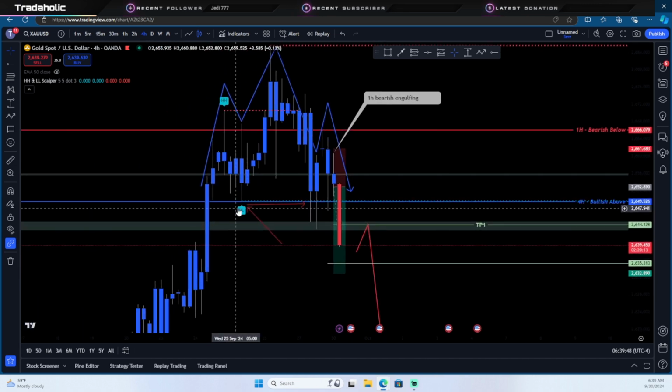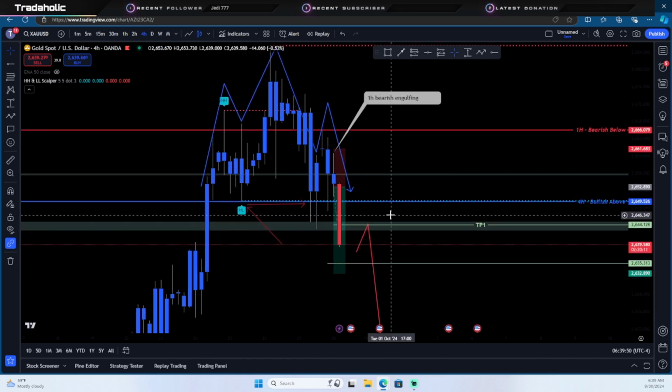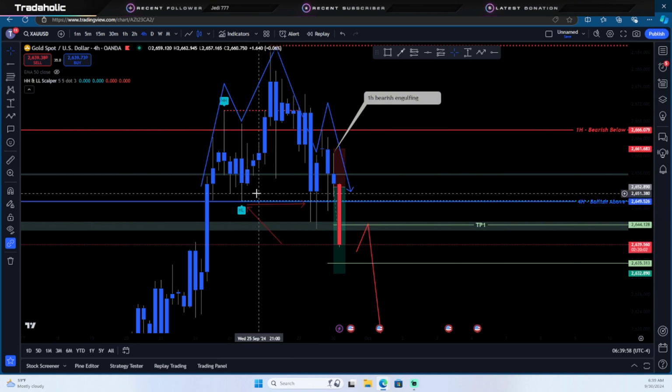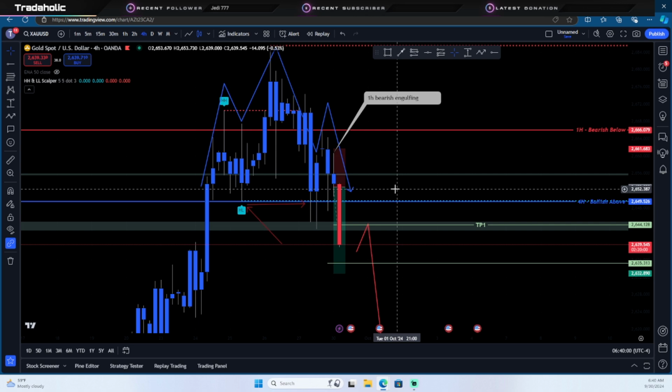Thanks to this indicator identifying this as a higher low. I already have an eye for these higher lows, but this indicator is for people who struggle to actually be able to identify those higher lows and those market structure shifts.